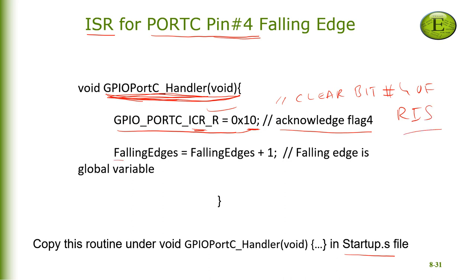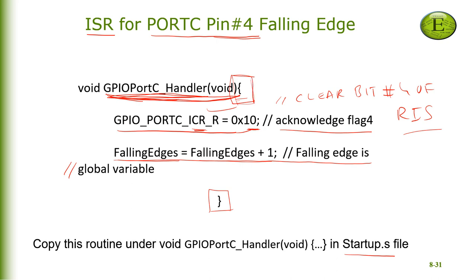And also, once the microprocessor enters this routine, we are going to update the global variable. So remember, the falling edge counter is the global variable and it has been incremented. That's it. And you would have guessed, maybe not, this is your first interrupt service routine and it contains only 2 instructions, but 2 very important instructions.